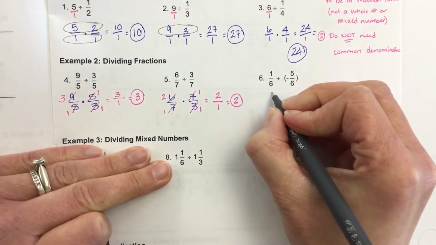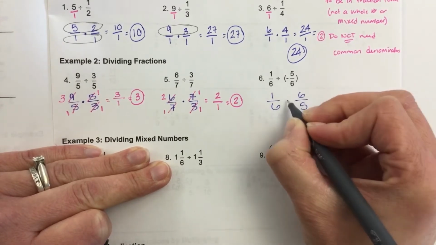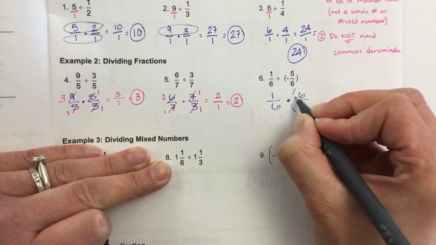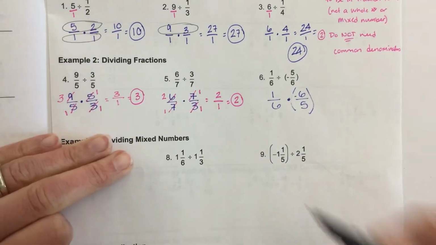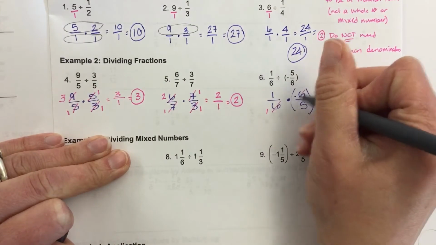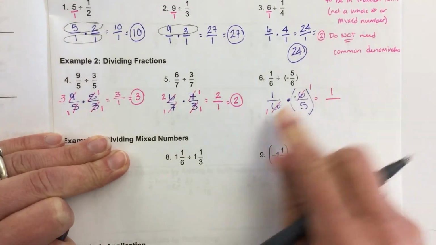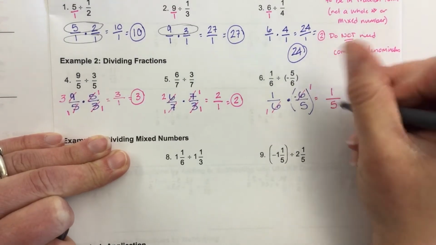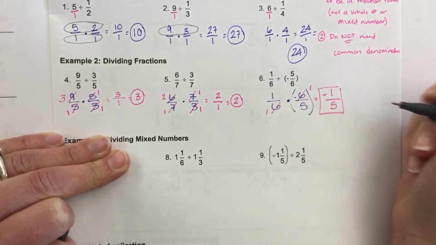Okay, same thing. Skip, flip, and multiply. I am going to make sure that I keep that negative there so I don't forget about it. 6 goes into 6 one time, 6 goes into 6 one time. 1 times 1 is 1. 1 times 5 is 5, and it's a positive times a negative, so my answer is a negative 1/5.